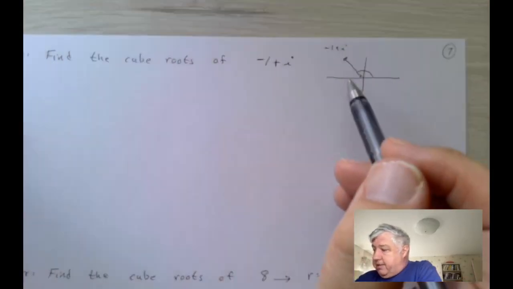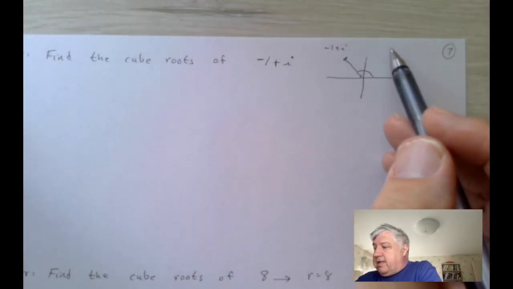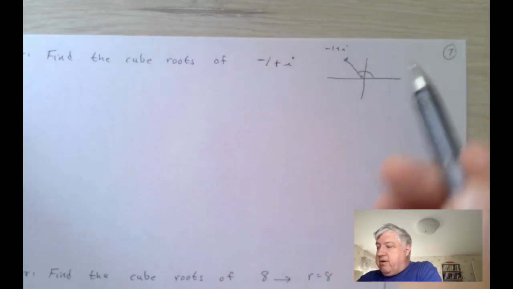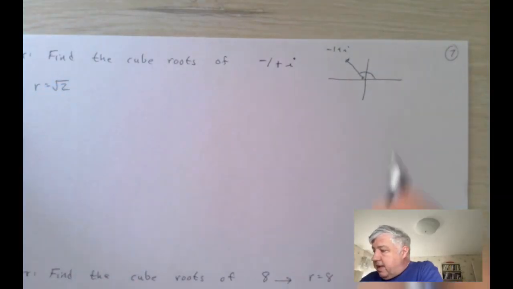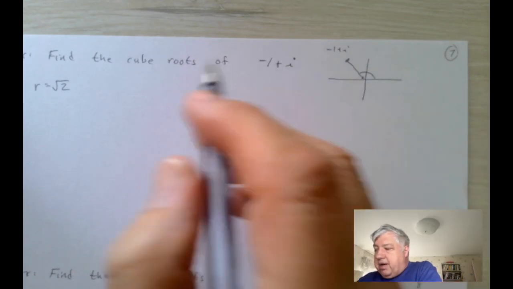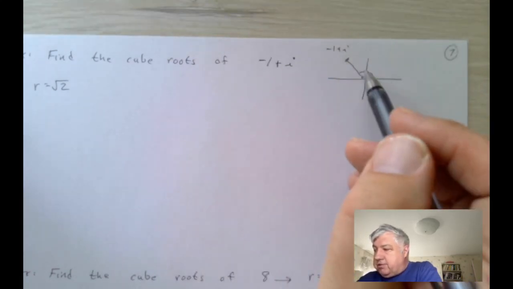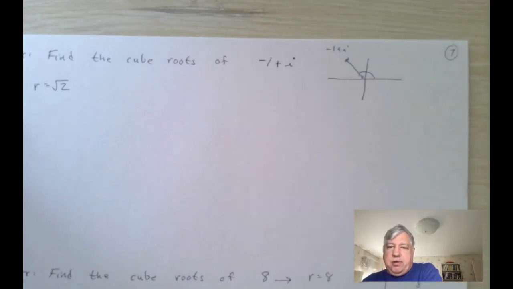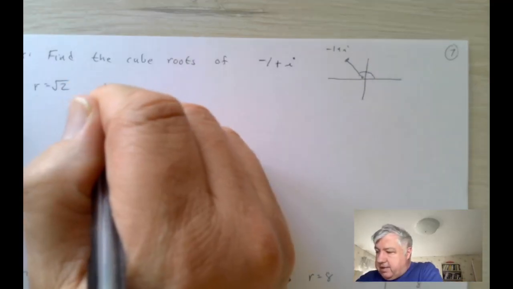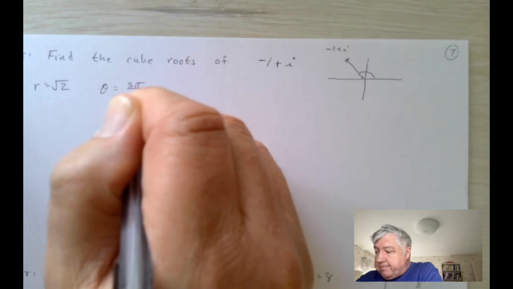Okay, we can see that a is negative 1, b is 1, so r is square root of 2. And this angle is going to be 3 pi over 4, right? You can check. You can see this angle is 135 degrees. Convert, you get theta is 3 pi over 4.